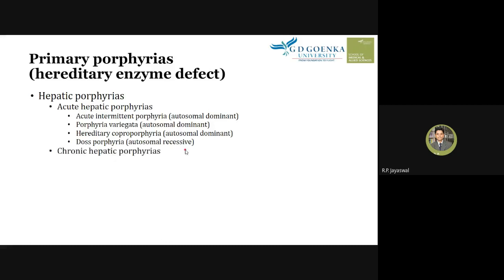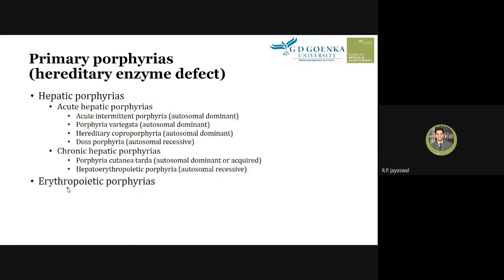Now the second one is chronic hepatic porphyrias, which is also hereditary type. Here, porphyria cutanea tarda is autosomal dominant, or we can say it can be the acquired type also. Hepatoerythropoietic porphyria is an autosomal recessive type of hereditary disorder. Here we studied the hepatic porphyrias, where the hepatic tissue is involved and there is accumulation of some metabolic product, and there are different types, acute and chronic.